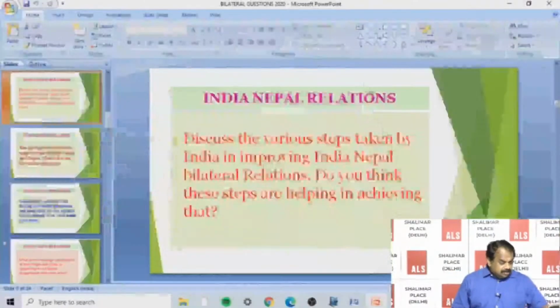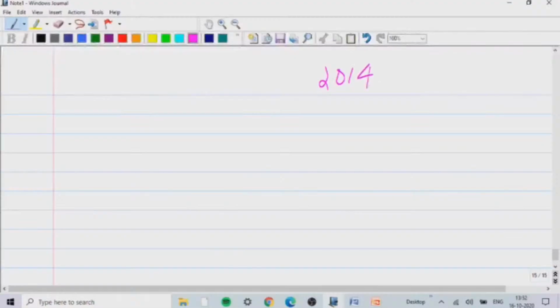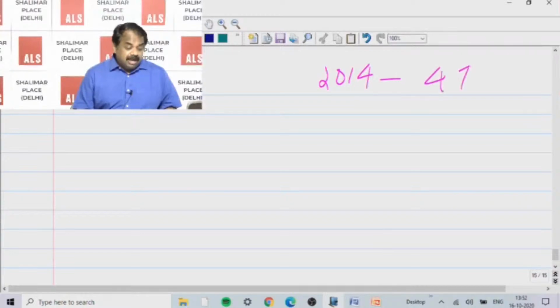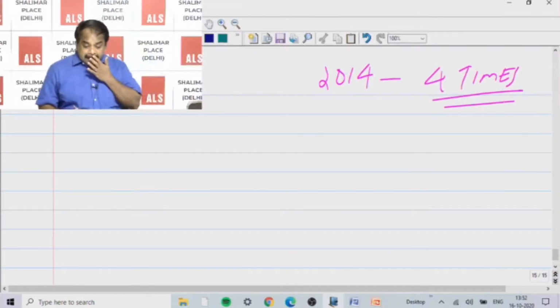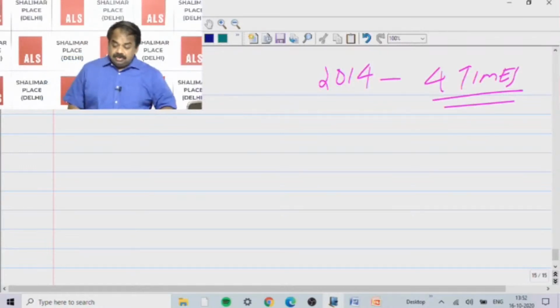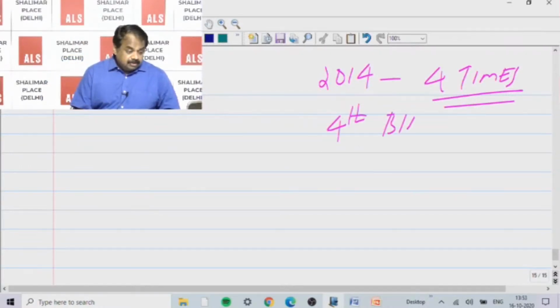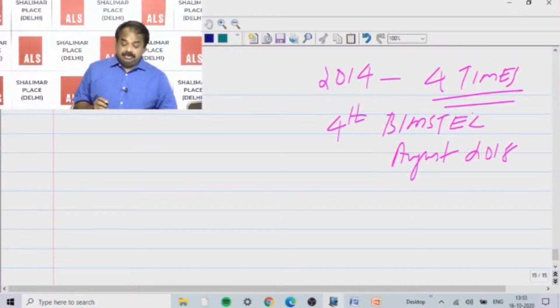Okay. So now, first of all, if you look at the issue with Nepal, Prime Minister Modi, after he came to power in 2014, has visited Nepal 4 times already, and the last visit was for the 4th BIMSTEC summit in August 2018.